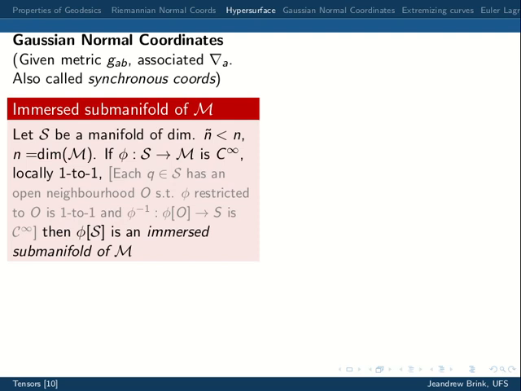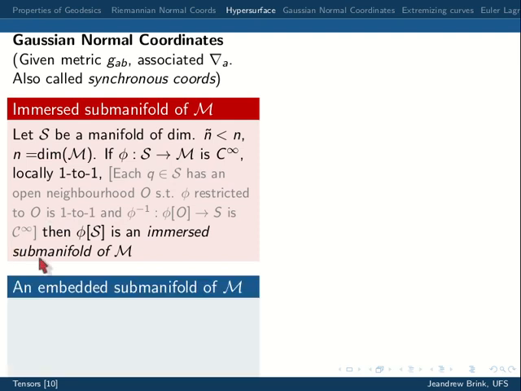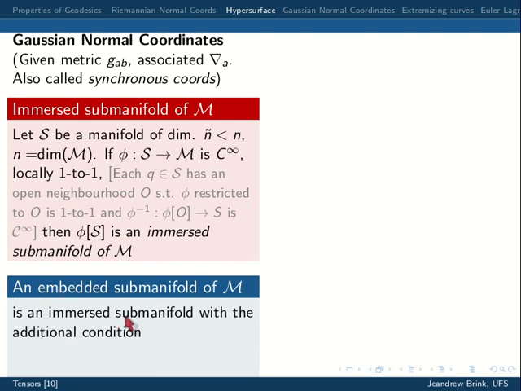Okay, there's another definition, which is an embedded submanifold of M. So this is actually what the piece of paper is. And it differs from the immersed submanifold by the following things. An embedded submanifold is an immersed submanifold with the additional condition that phi of S is globally one-to-one. Okay, and that is that phi applied to S does not intersect itself. So there are two things, okay?